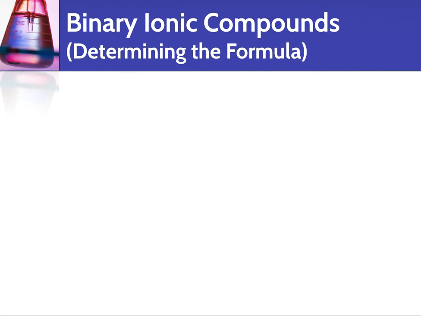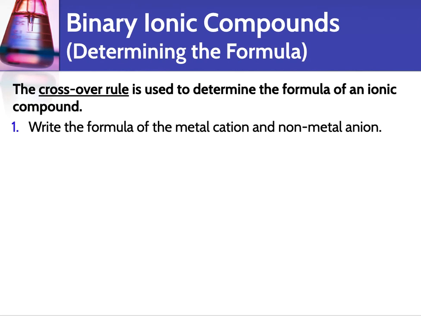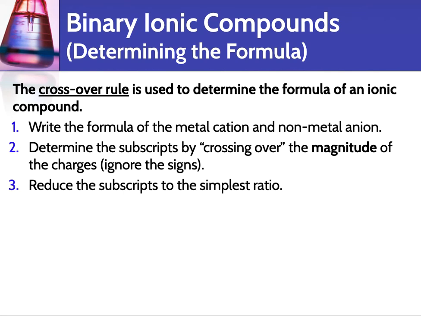Now, how about going the other way? We've got the name, we need to figure out the formula. What we're going to use is the crossover rule. You're going to look at your name and write the formula for the metal cation and the nonmetal anion. Then you're going to determine the subscripts by crossing over the magnitude of the charges. So you're ignoring the signs, the plus and the minus. You're just crossing the number. And then you're going to reduce the subscripts to the smallest ratio.